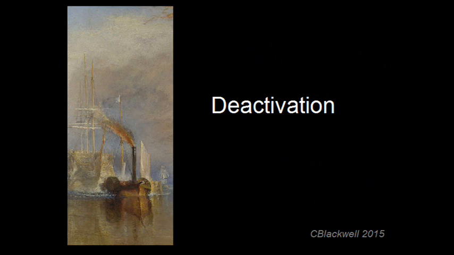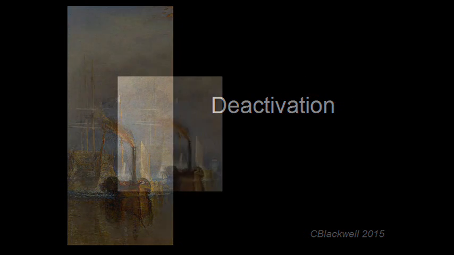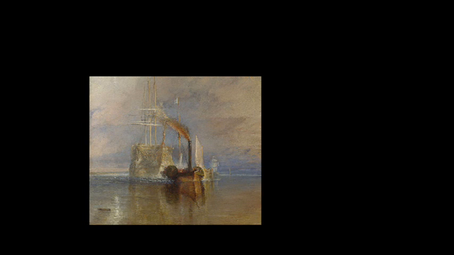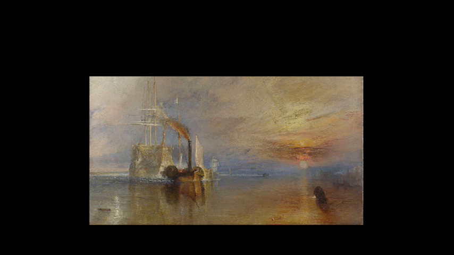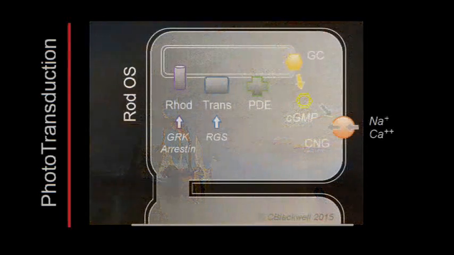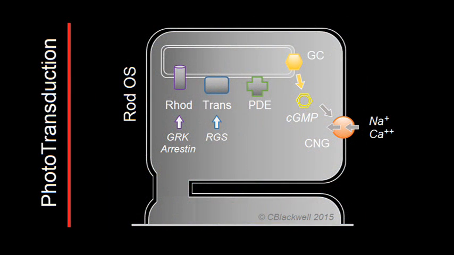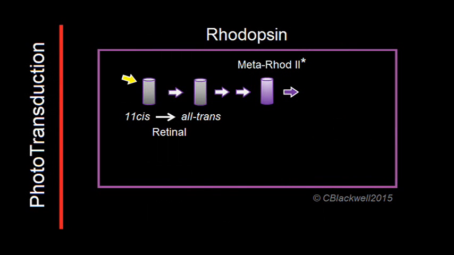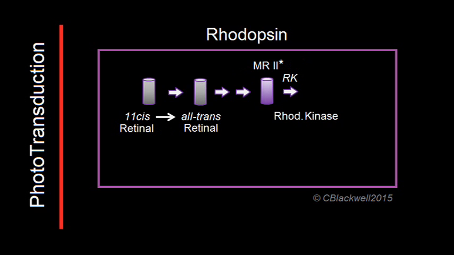Now, once the system has been turned on, it is important that it be turned off just as rapidly. To use our previous analogy, you don't want the doorbell to continue to ring once it's been pushed. The principal parts of deactivation occur in two places. First, to deactivate the rhodopsin. The first thing that happens is G-rhodopsin kinase attaches to the rhodopsin and begins to add phosphate groups, up to 3.